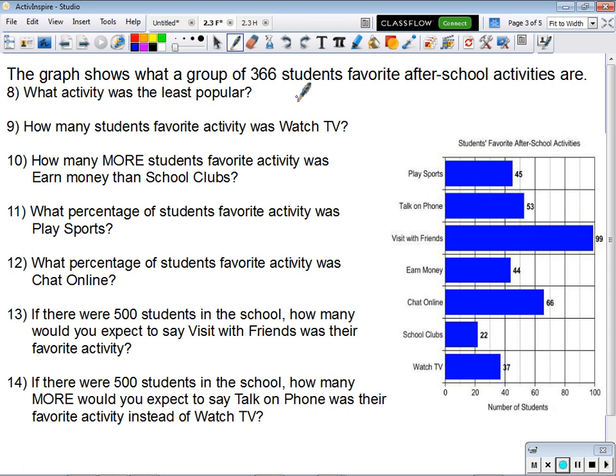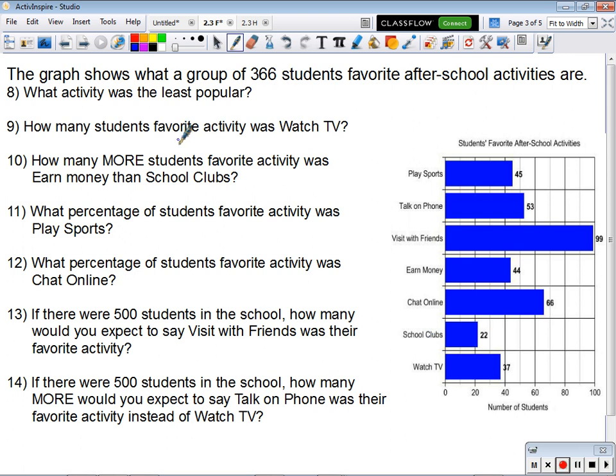So the question here says, the graph shows what a group of 366 students' favorite after-school activities are. And question number 8 says, which activity was the least popular? So I'm looking for the bar that has the smallest height, which in this case would be school clubs. Right? So there were 22 students, or only 22 students, that said school clubs was their favorite activity. So that's the answer for number 8.